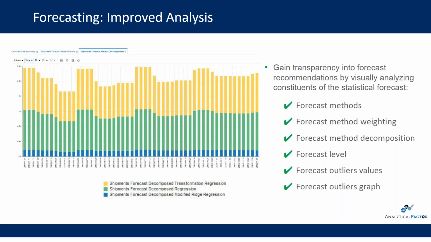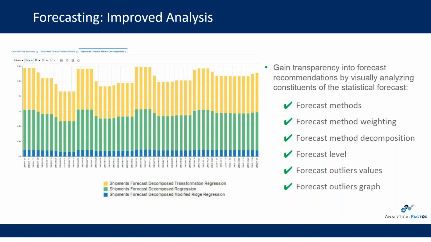You can see their weights, and you can see something really cool called decomposition. For example, in this graph, I'm showing not just my total forecast, which is the total of these bars, but how much of the forecast came from the forecasting methods that were used. So in this case, transformation regression and regression were about 50-50 contributors, and then modified ridge regression added a little bit. So not only are you seeing how much the forecast is, you can see which models participated in the forecast and how much they contributed.